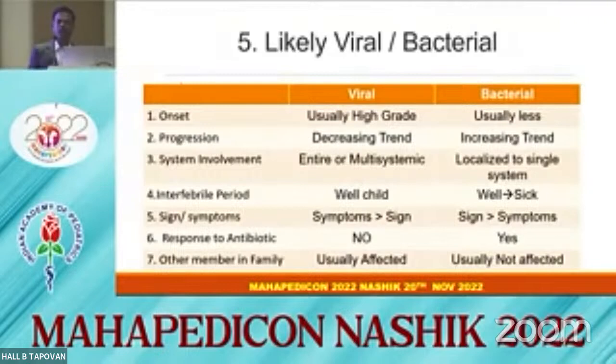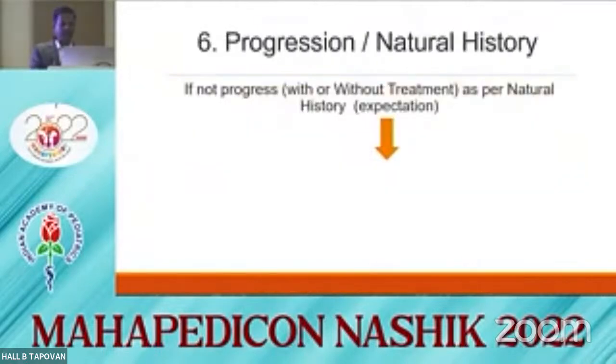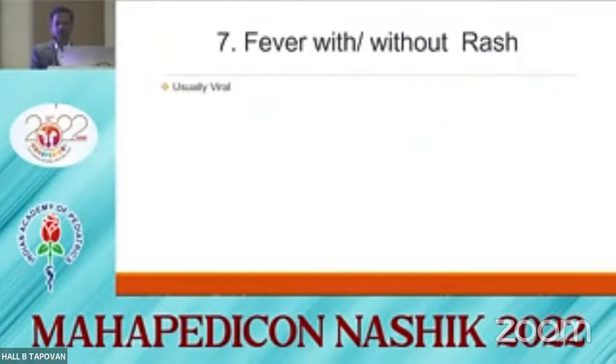If there are more symptoms than signs, then you know most probably you are dealing with a viral infection. If at the onset the fever is less and it is gradually progressing, if it is localizing to a single system, if the child is well and then progressively becoming sick, then you know it is a bacterial fever. Then progression is very important. So if the progression is not as you expected, then you have to review your diagnosis.